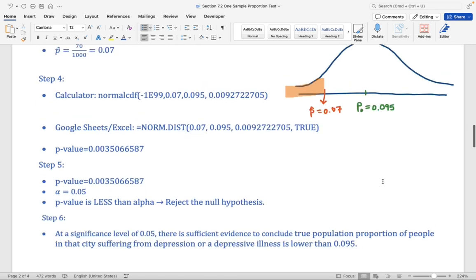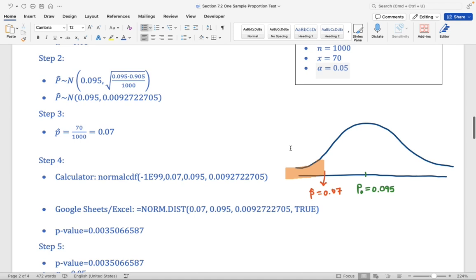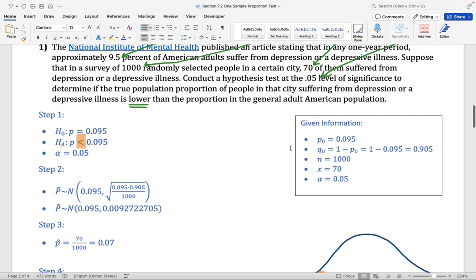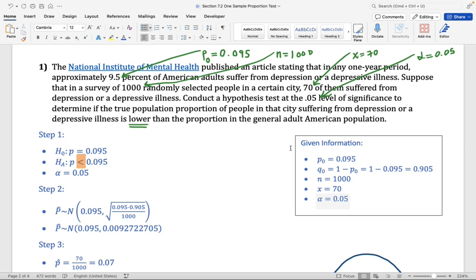Now, it took us a long time to get through this hypothesis test. And the reason why is because we were going into details about how we're conducting each step of the hypothesis test. We're going to look at one more example, but this time we're going to pick up the rhythm. We're going to go a little bit faster.